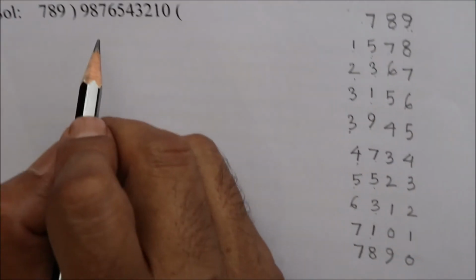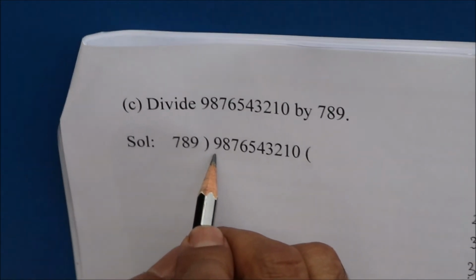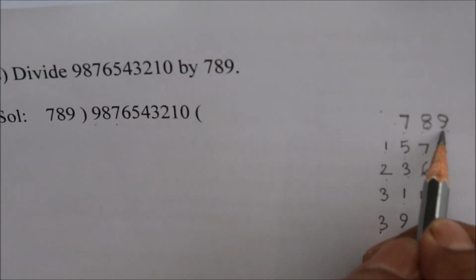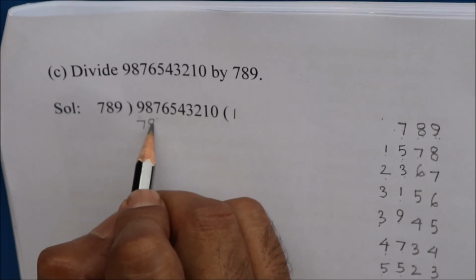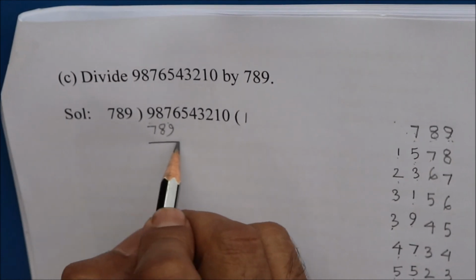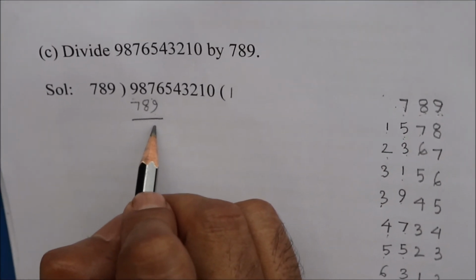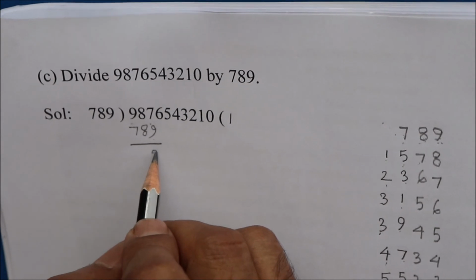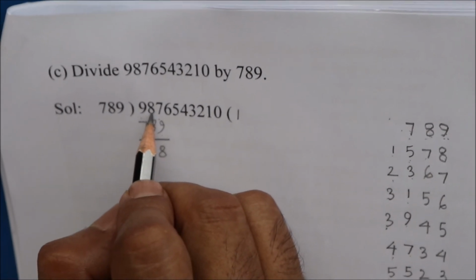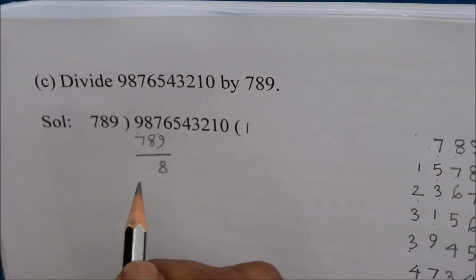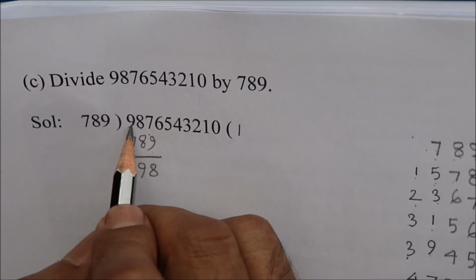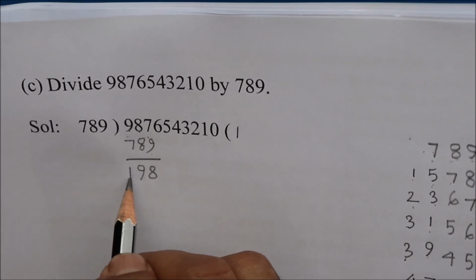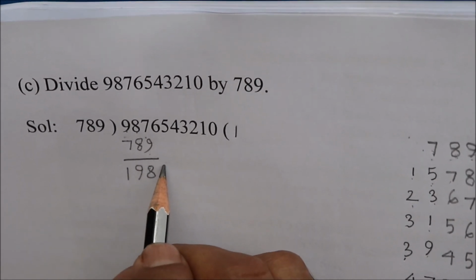The nearest multiple less than 987 is 789, which is the first multiple. We write 1 here, and we write 789 here. 2 more, 8. 8 minus 1, 7. 1 more, 9. 9 minus 1, 8. 8 minus 7, 1. Bring down the next digit, 6.